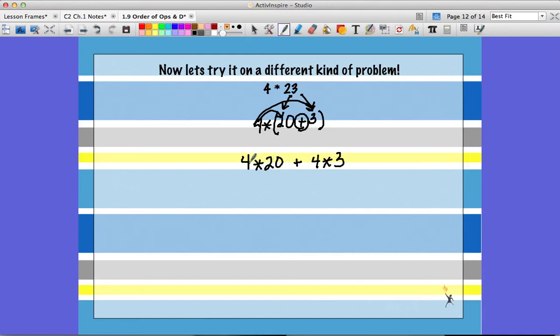4 times 20, well 4 times 2 gives me 8. I have a 0, so I add a 0 to the end. Bring down the addition sign. 4 times 3 gives me 12. 12 plus 80 gives me 92.